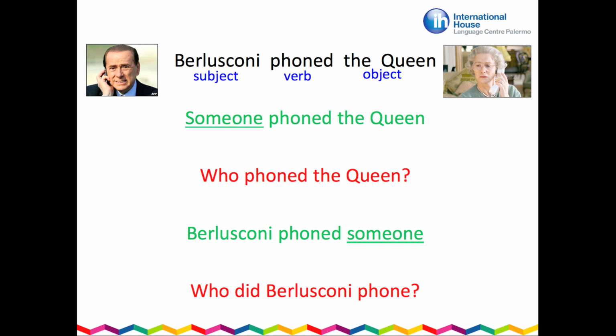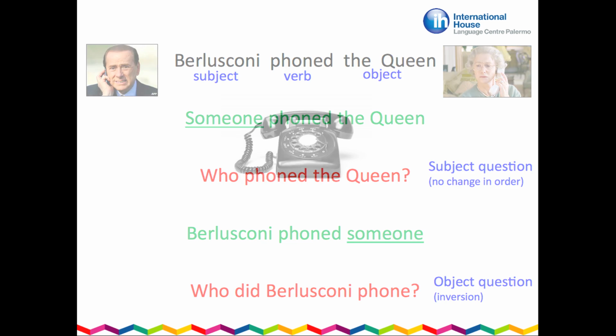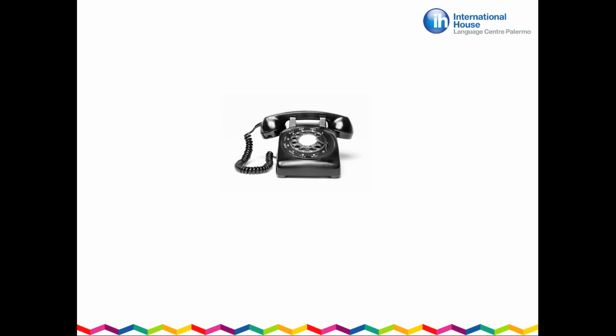So with a question about the subject, there's no auxiliary verb and no change in order in the question, but with an object question, there's inversion and we need the auxiliary verb. So, time to practice.